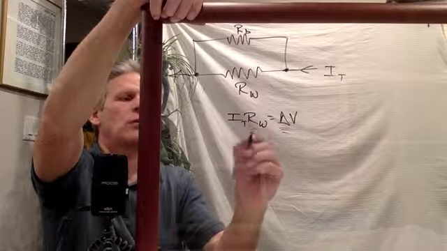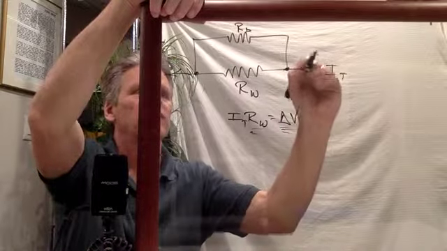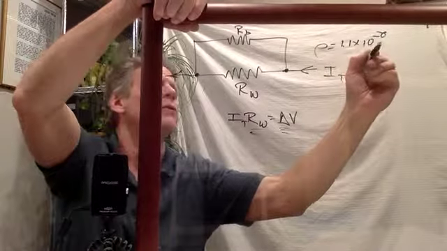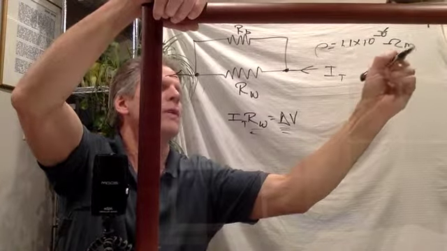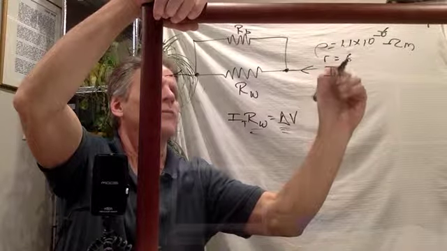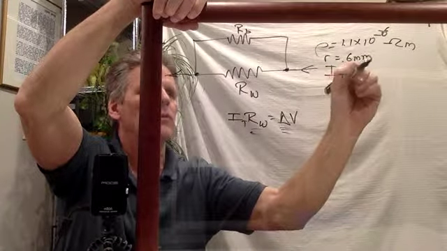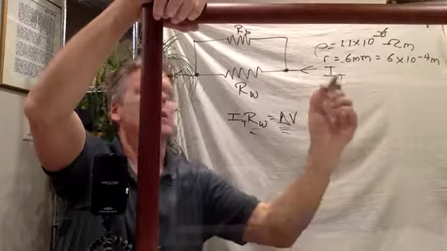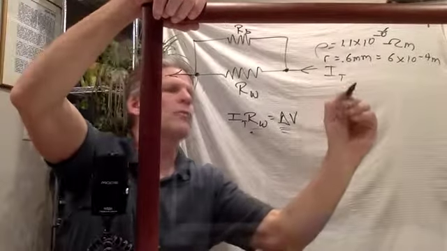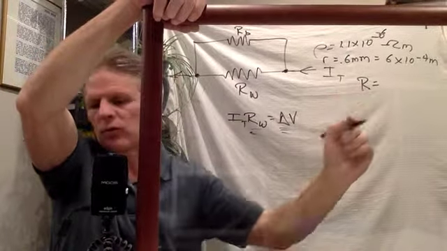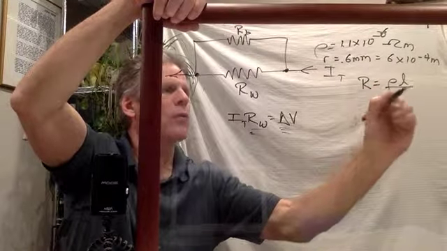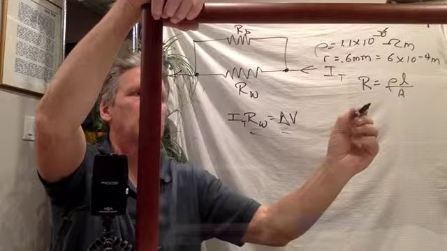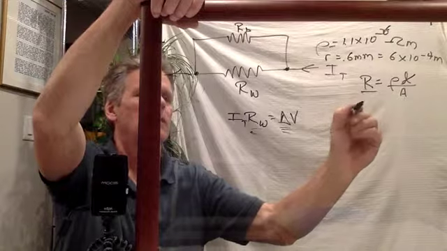So what do we need to know in order to get this RW? Well, we know resistivity is 1.1 times 10 to the minus 6 ohm meters. Yep, it is ohm meters. And we know that the radius is 0.6 millimeters, which is 6 times 10 to the minus 4 meters. And we know that the resistance is equal to rho L over A. I'm actually going to change this into resistance per unit length because it's going to make our life a little easier. So I'm just going to take this L and divide it over here.